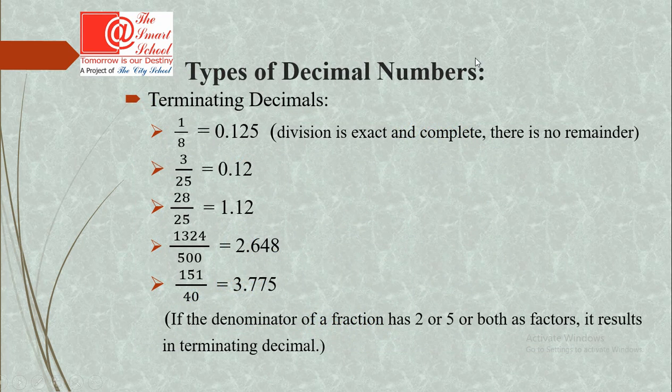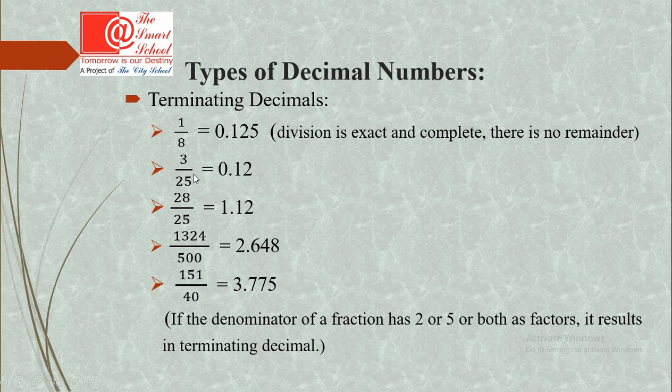Now, types of decimal numbers. The first type is terminating decimals, as the word tells, the number terminates over here. So when we divide 1 by 8, the answer will come 0.125, and the division is exact and complete. There is no remainder after it. So it is a terminating decimal.